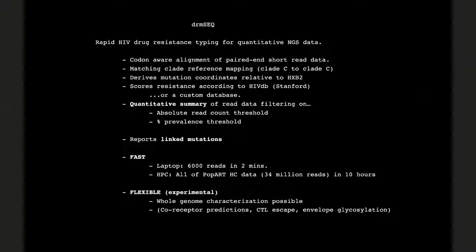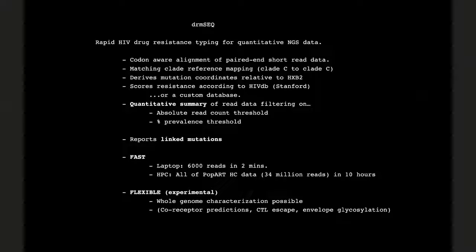We've implemented this so that it uses the resistance algorithm, the database that constantly updates from HIVDB. That's the Stanford database, and then we're providing a quantitative summary of read data, filtering on read counts and percent prevalence threshold, whichever of those you want to choose. It generates a report, and it does so very quickly.